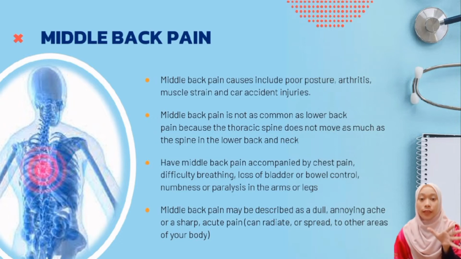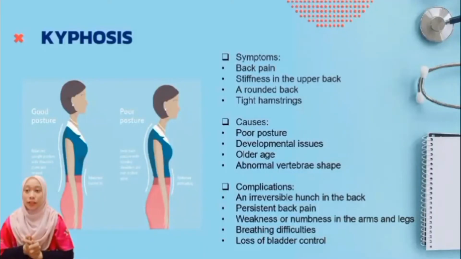If we have middle back pain, it can also be accompanied by chest pain, difficulty breathing, loss of bladder or bowel control, and numbness or paralysis in the arms or legs. Okay, the pain at the middle back can be described as a dull, annoying ache, or a sharp, acute pain, which can radiate or spread to other areas of our body, such as arms and legs. We proceed to kyphosis.